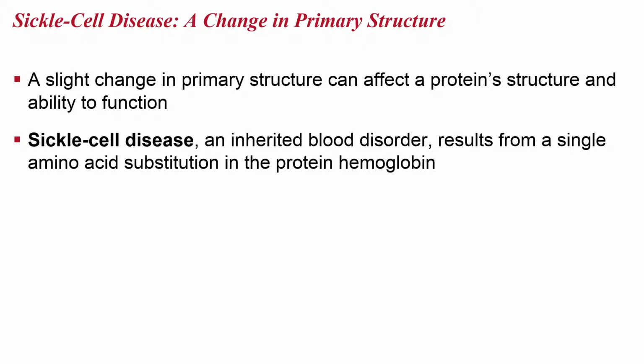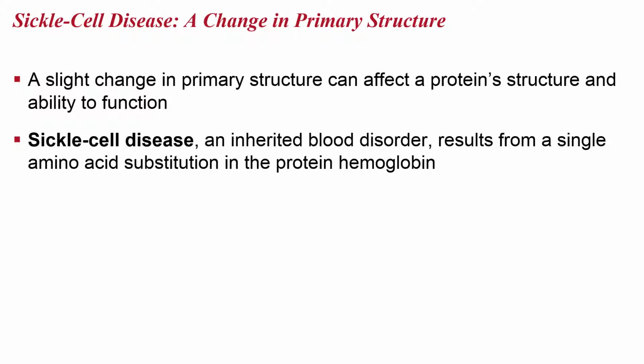Now, I mentioned how the genetic code determines the sequence of amino acids in a protein. What happens if you alter that genetic code in some way? How does that affect the overall protein structure? What if you only change one amino acid? Does that really matter? Is that really going to affect anything? Well, let me give you an example of how it really does matter.